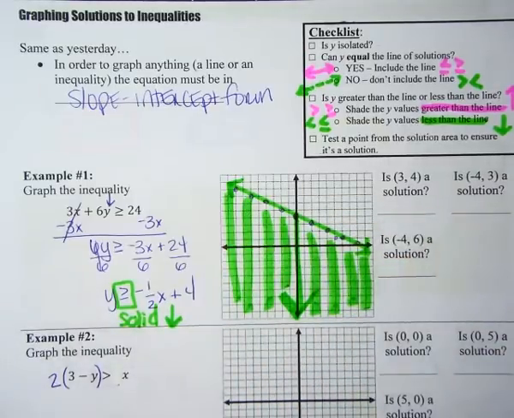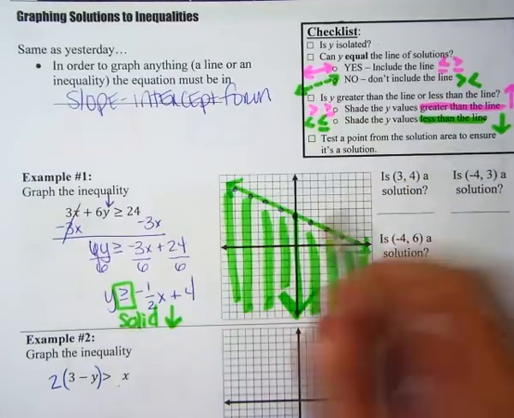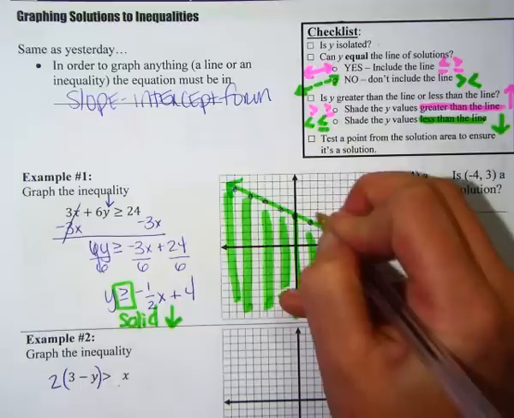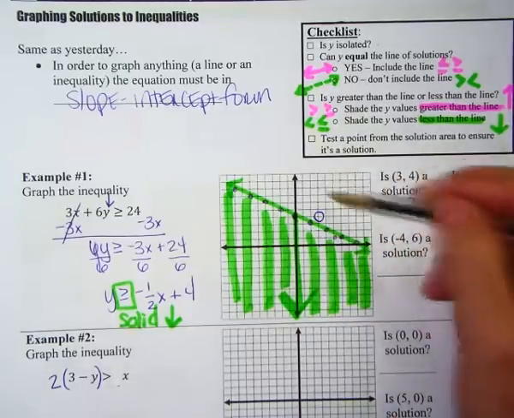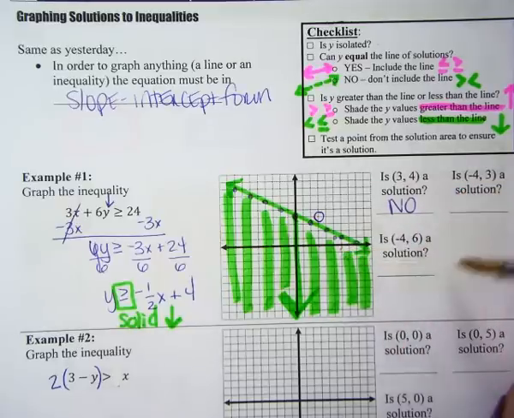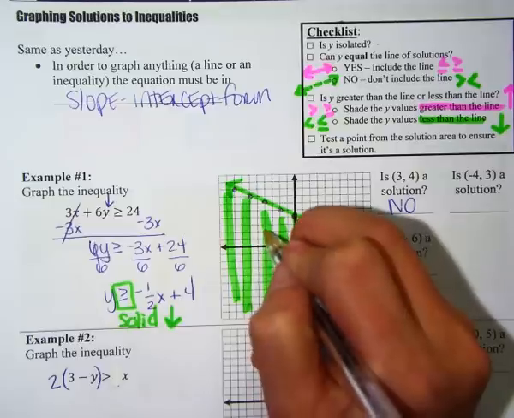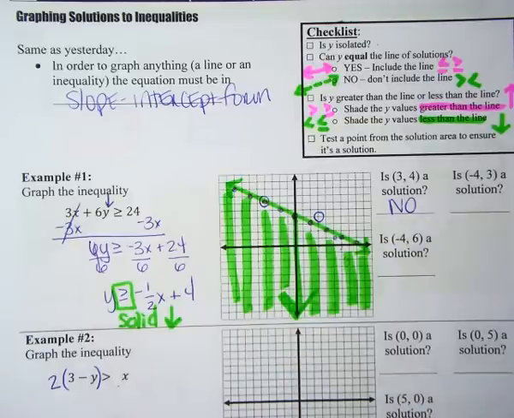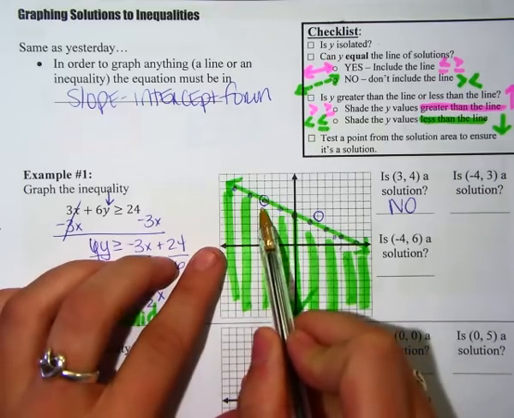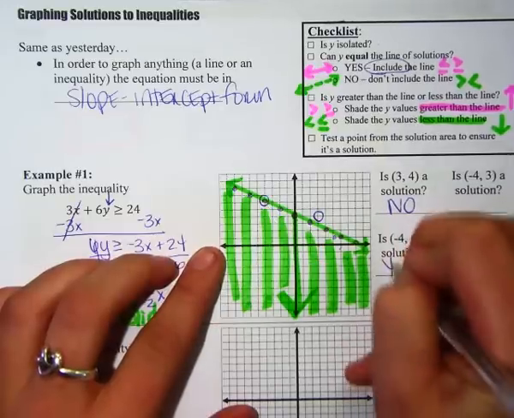Okay. Let's check these points. Is 3, 4 a solution? Right? 3 up 4. 1, 2, 3, 4. It's not a solution because it's over here in the non-shaded region. Only these are solutions. Is negative 4, 6 a solution? 1, 2, 3, 4. 1, 2, 3, 4, 5, 6. This point right here. And I'm not really sure about it. However, it's on the solid line. So remember, the solid line means it's included in the solution. So yes, it is a solution.